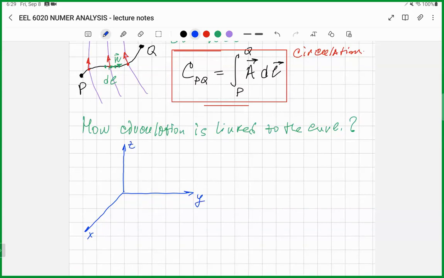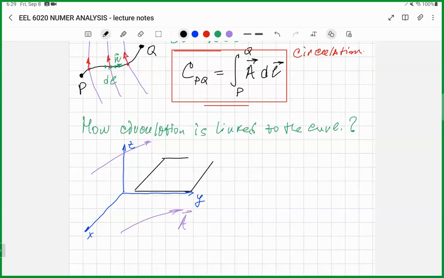Okay, and I assume that we have some kind of field in this space. This is field A. Now I consider an element of a rectangular path in this space, oriented orthogonally to axis z. So this path has a size along x, then along y, then along x again, and then along y again.